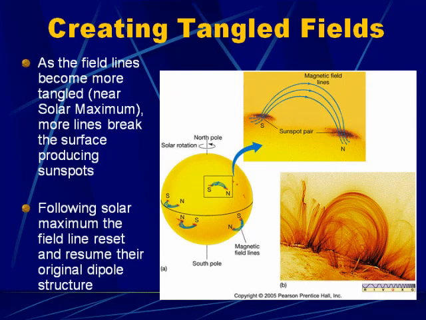And again, the magnetic field lines breaking through the surface produce a pair of sunspots. Typically, one has a polarity of north, the other one has a polarity of south. In very complex sunspots, you can have multiple north and south poles.